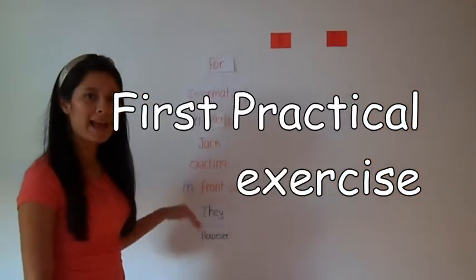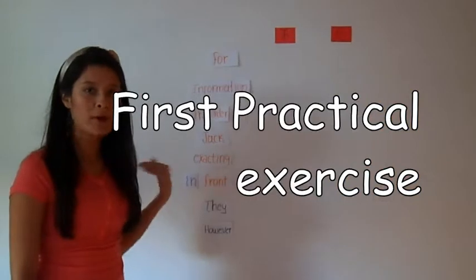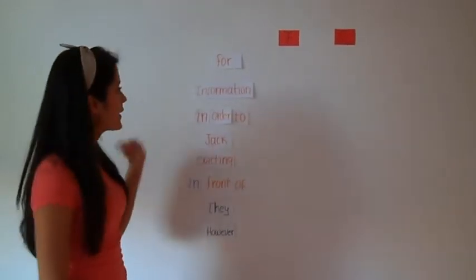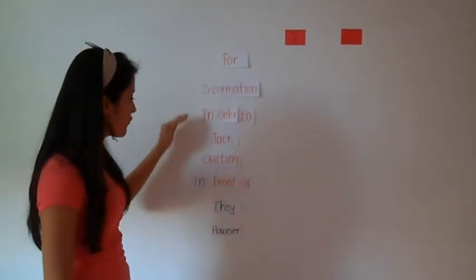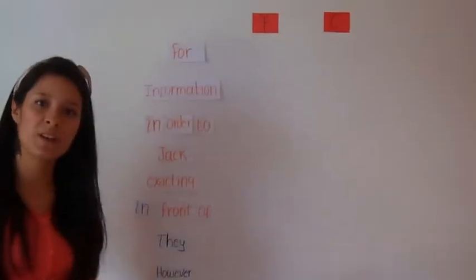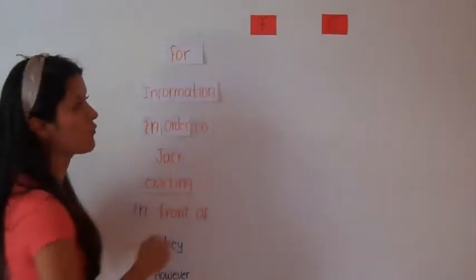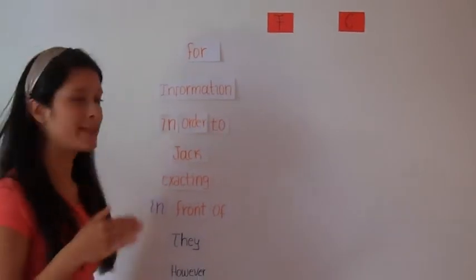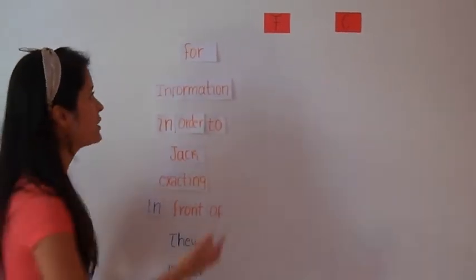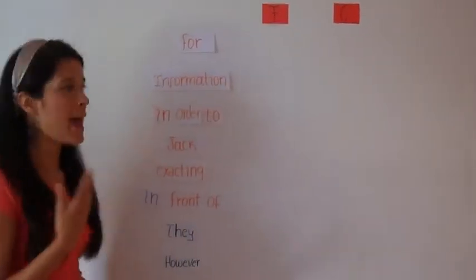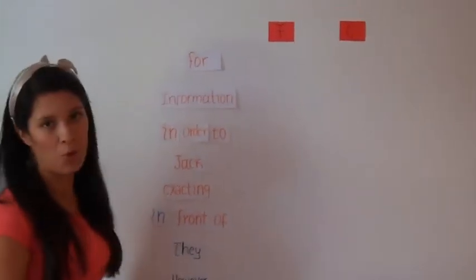The first practical exercise for content words. What I'm going to do, the first thing is that I'm going to say the category of each word, and then put the correct answer in front of the word. For example, if the correct answer is function words, I'm going to put a point in here. And the same thing for content words.